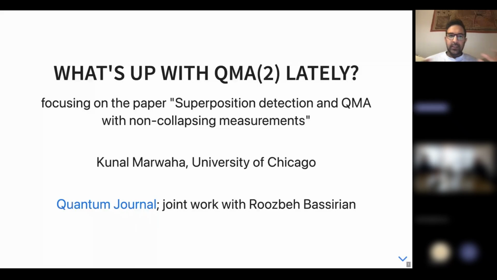But it's really a talk about QMA and QMA2 and the power of a quantum computer verifying things with a quantum computer when they have access to extra powers. So this paper was put in Quantum Journal recently, and it's joint work with Rouzbeh Basserian.